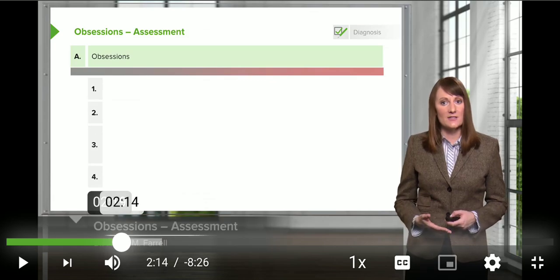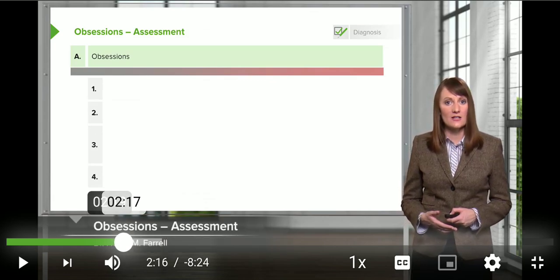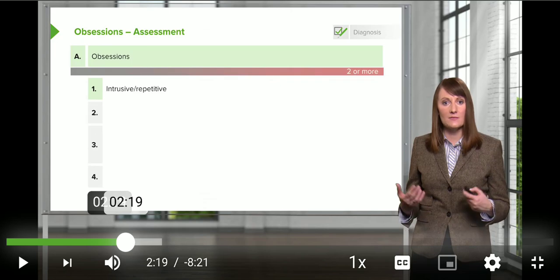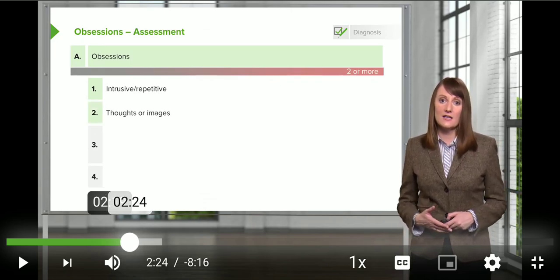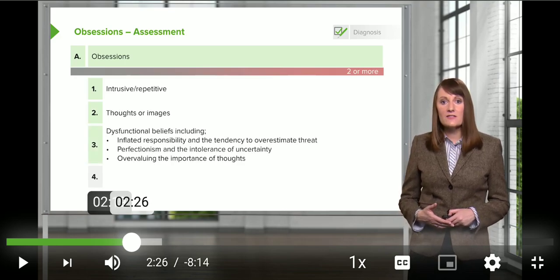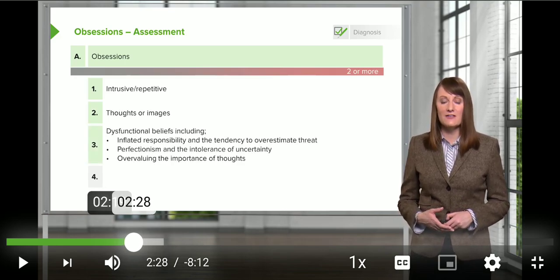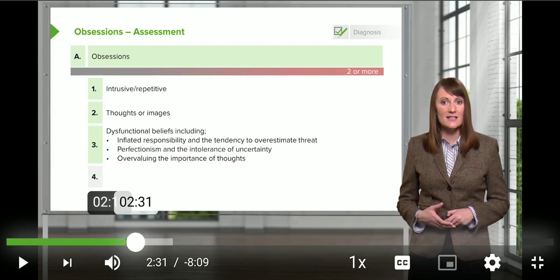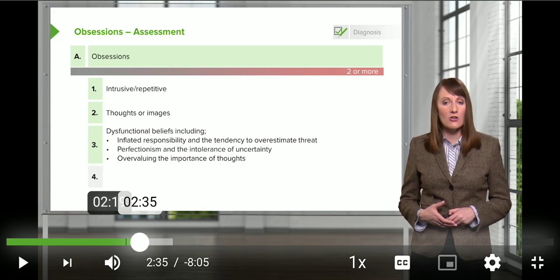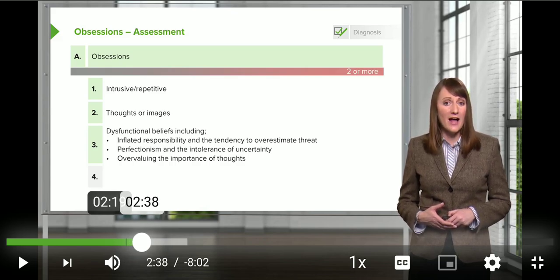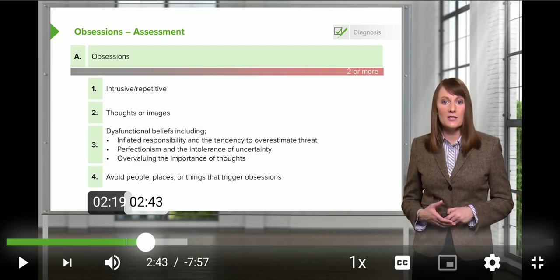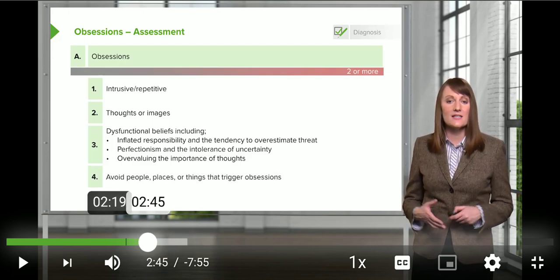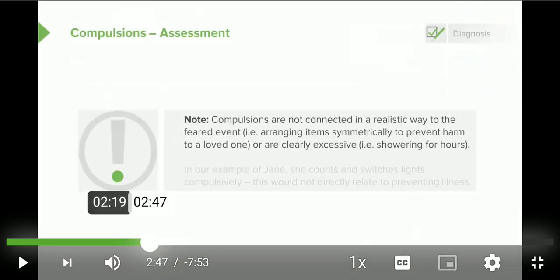When it comes to assessing obsessions, here are the things you need to consider. Is the obsession intrusive and repetitive? Is it thoughts and images? Are there dysfunctional beliefs, things like an inflated sense of responsibility and the tendency to overestimate that threat? Perfectionism and the intolerance of uncertainty, or overvaluing the importance of one's thoughts? And is somebody avoiding people, places, or things because they may trigger the obsessions?